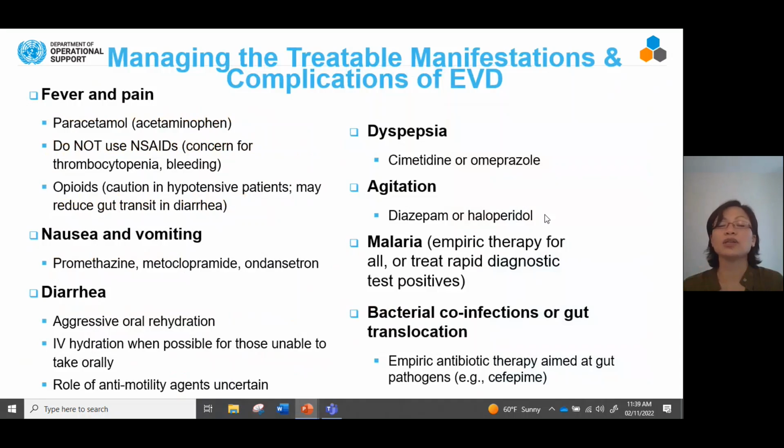Here are some things that you can do to treat some of the usual signs and symptoms of EVD in terms of management of fever and pain, nausea and vomiting, diarrhea, dyspepsia, being agitated. You should treat for malaria if it comes up. Or you can also empirically treat for malaria, and then you can stop the treatment when the results come back as negative. And you can also treat for any bacterial co-infections as well.